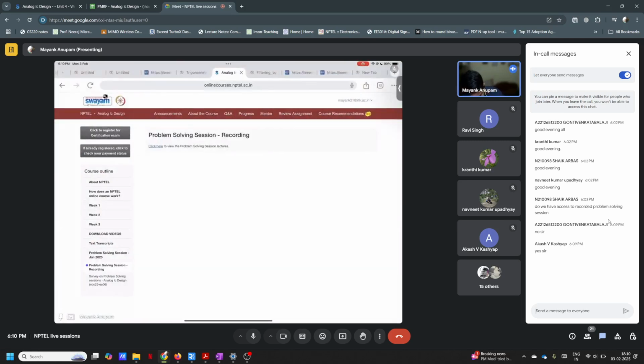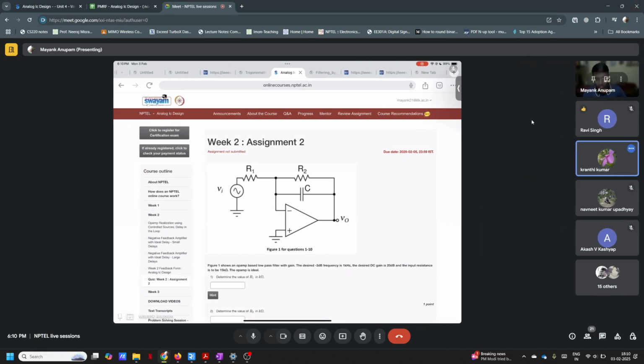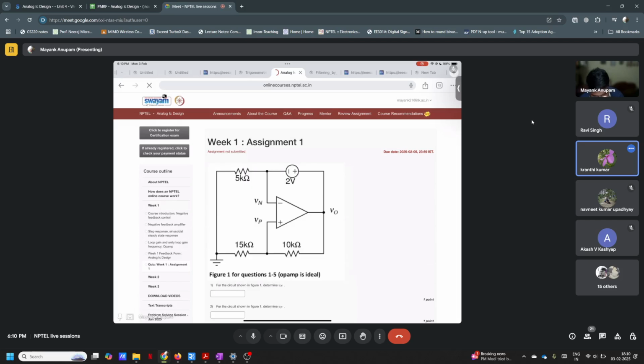Before starting with week two, let me ask you, were you guys able to solve the week one assignment? Any doubts there? I have a doubt in figure two actually, week one. Yes, week one. Okay, what is the doubt?